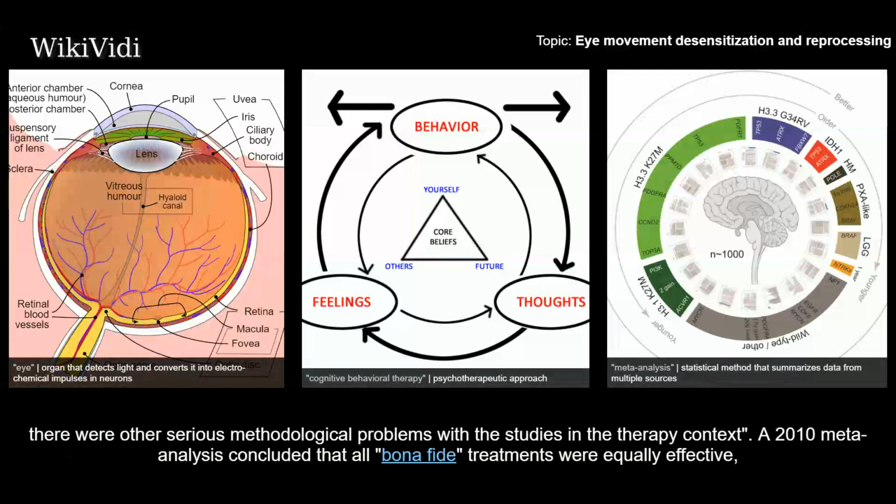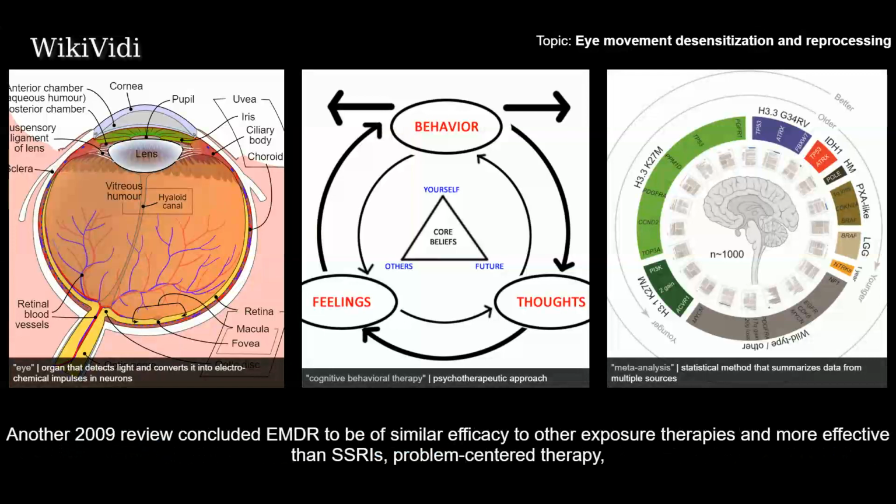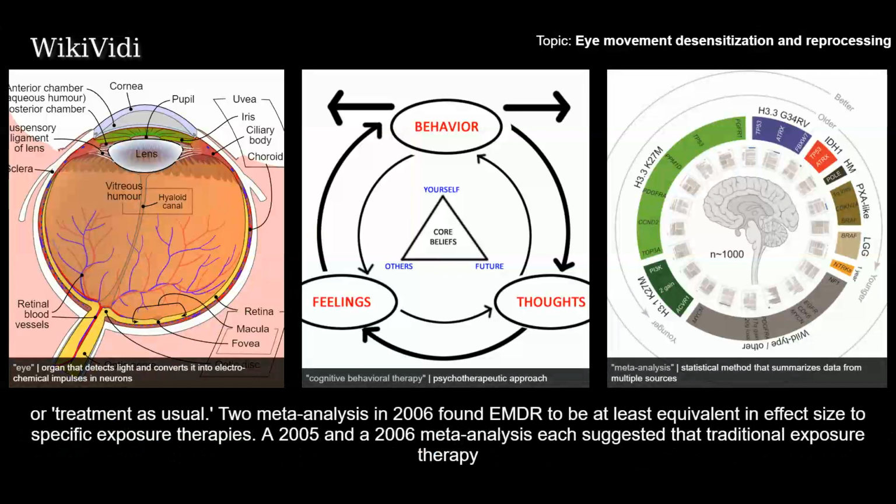A 2010 meta-analysis concluded that all bona fide treatments were equally effective, but there was some debate regarding the study's selection of which treatments were bona fide. A 2009 review of rape treatment outcomes concluded that EMDR had some efficacy. Another 2009 review concluded EMDR to be of similar efficacy to other exposure therapies and more effective than SSRIs, problem-centered therapy, or treatment as usual.